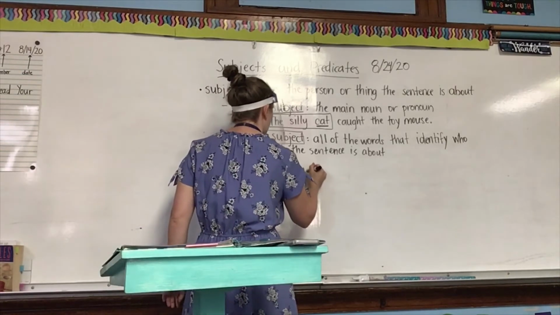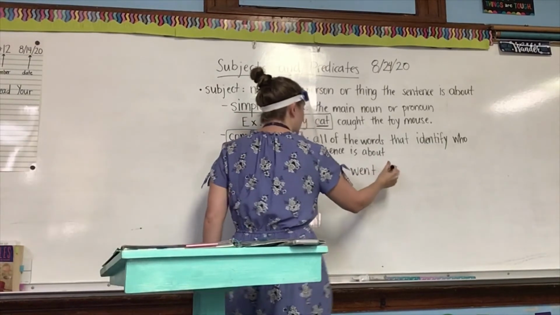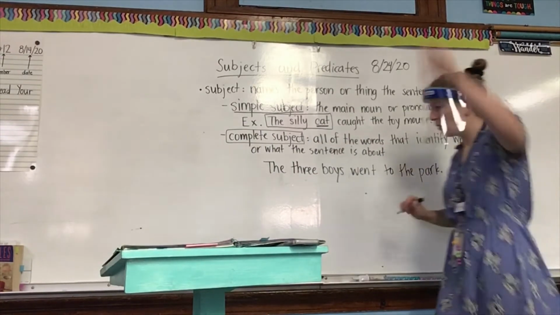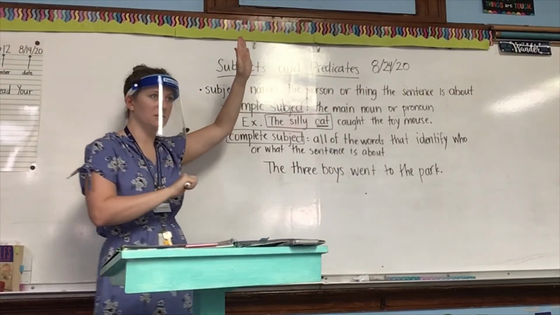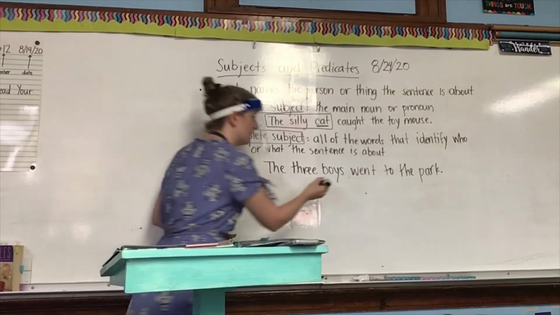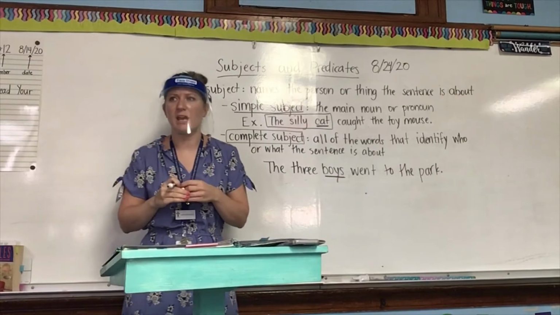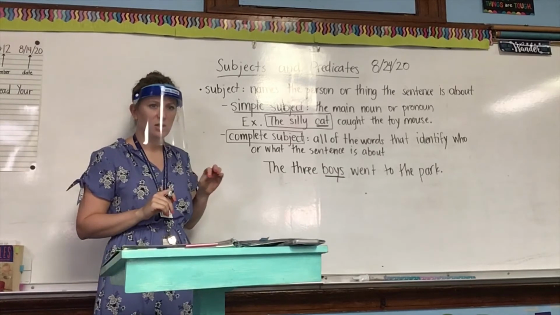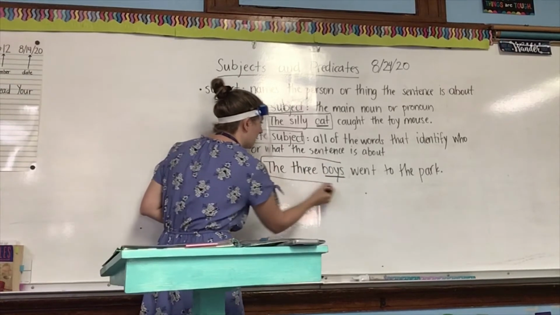The three boys went to the park. What's the simple subject in this sentence? What's the one word that tells who or what this sentence is about? Michaela? The one word. Boys. Well, who did something in the sentence? Boys did. Now, what's the complete subject? What tells everything about these boys that we know in this sentence? Victoria? The three boys. Very good.